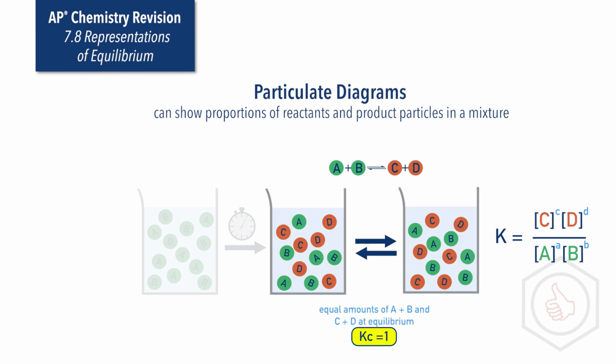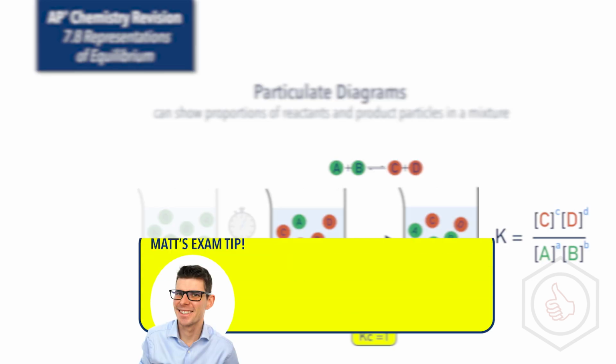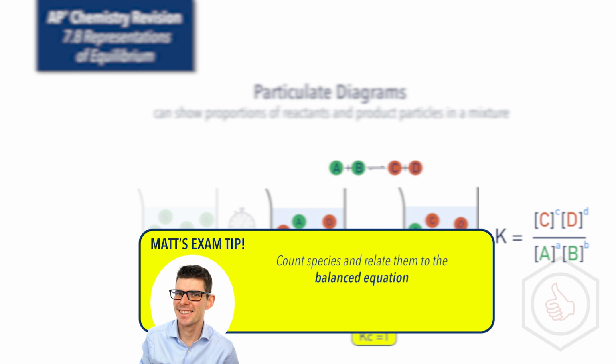But it's really important to remember that in all of these cases, reactant particles are still reacting to form products, and product particles are still reacting to form reactants. It's just there's no net change in their concentrations. Exam tip here: when reading particulate diagrams, count species and relate them to the balanced equation. The ratio of products to reactants at equilibrium reflects the magnitude of K, not the drawing scale or particle sizes of each species.